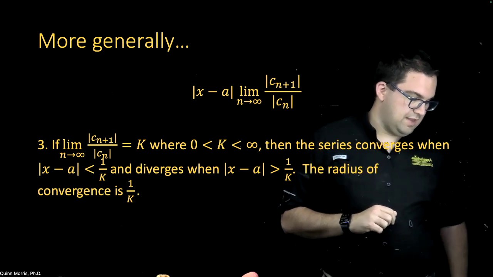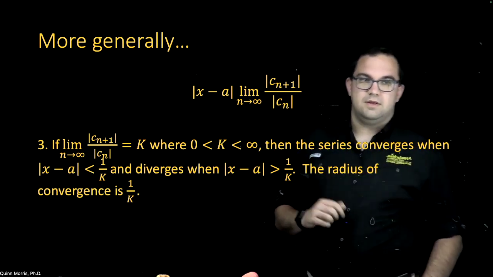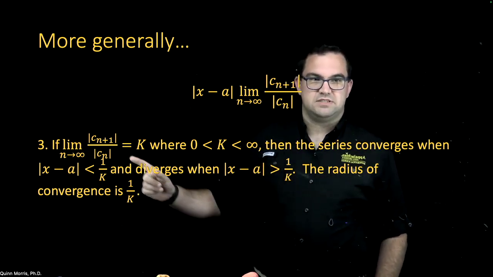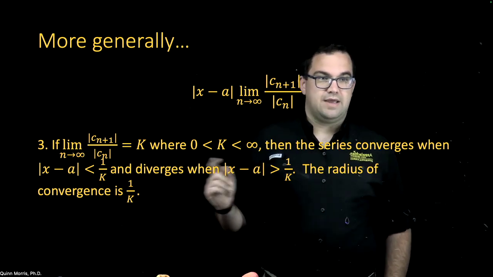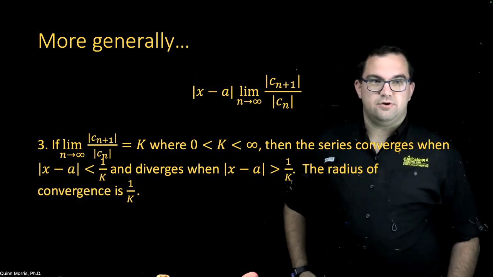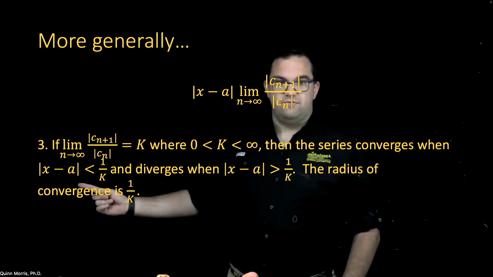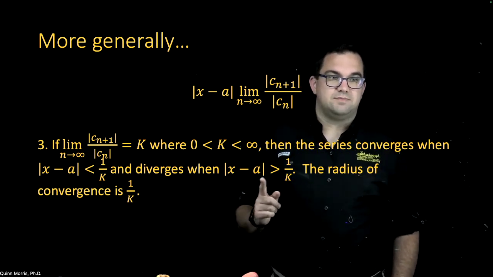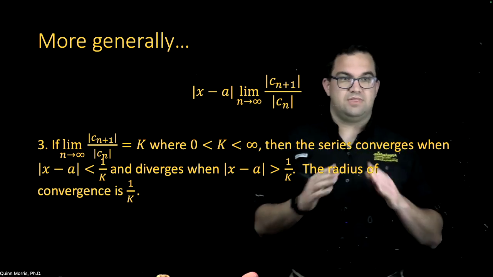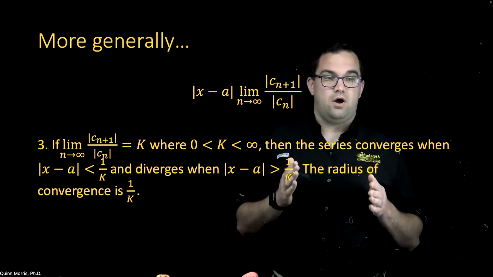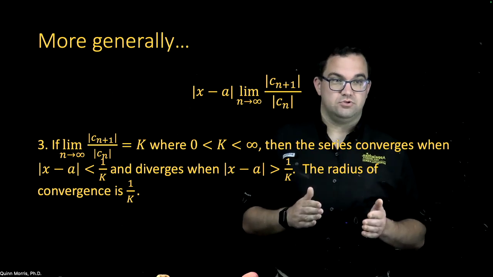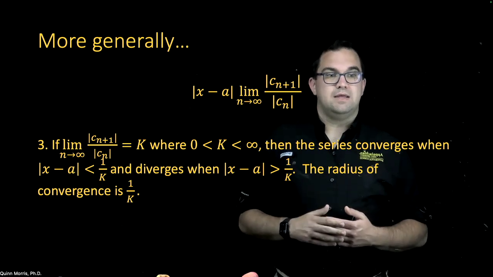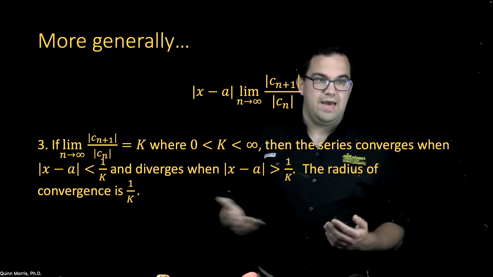Now, the slightly trickier one, and I guess I used k here instead of L, but same idea. If the limit of these terms is some fixed value k, where k is between 0 and infinity, then the series converges when the absolute value of x minus a is less than 1 over k, and diverges when x minus a is greater than 1 over k. So when you're within distance 1 over k from a, you're going to get convergence. When you're more than distance 1 over k, you're going to get divergence. In this case, we say the radius of convergence is 1 over k.